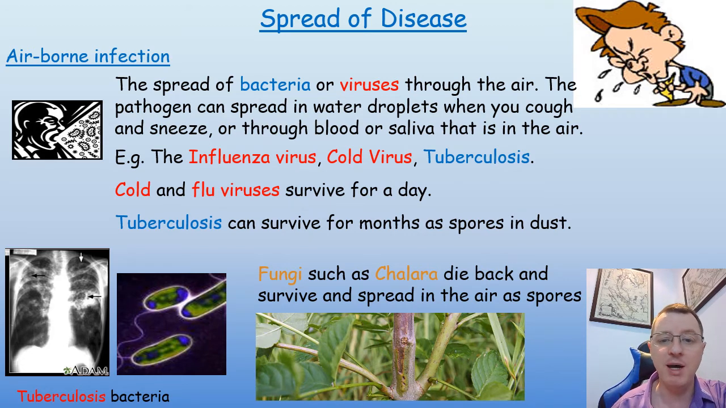Another example of a pathogen that can be spread through the air is the fungus that causes Chalara ash dieback. This can survive and spread in the air as spores before infecting other trees and causing disease in new areas and new environments.